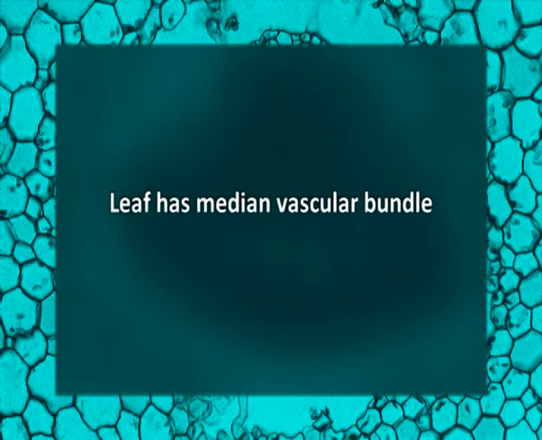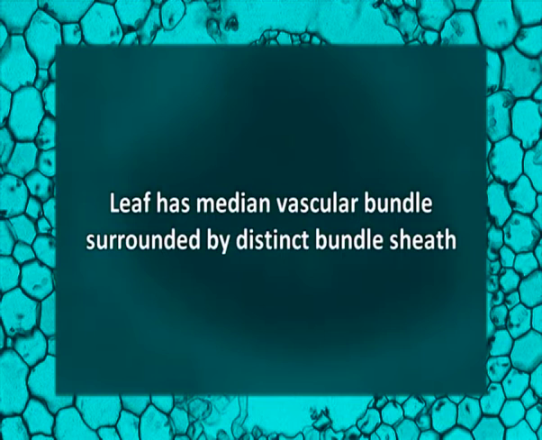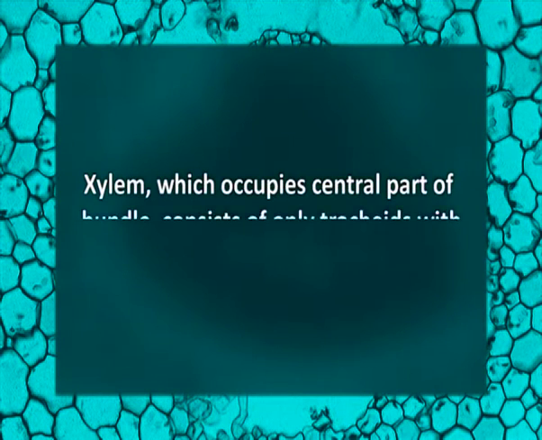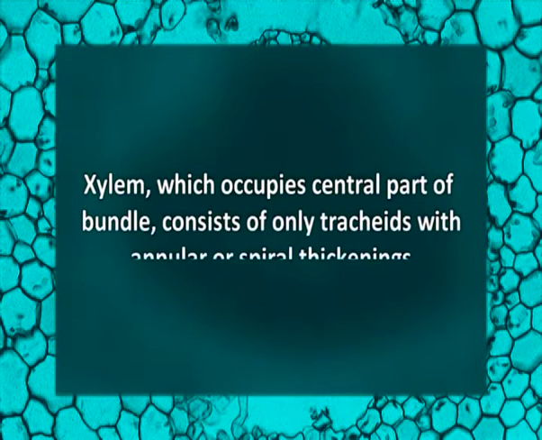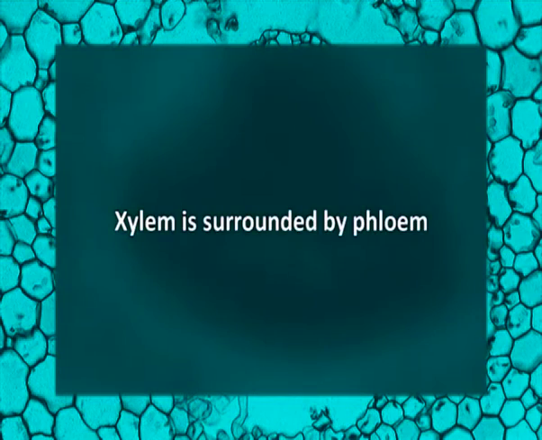The leaf has a median vascular bundle surrounded by a distinct bundle sheath. The xylem, which occupies the central part of the bundle, consists of only tracheids with annular or spiral thickenings. It is surrounded by phloem.